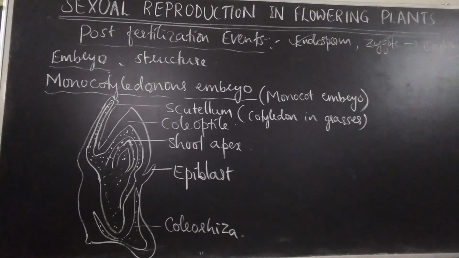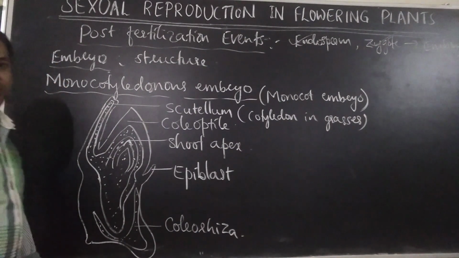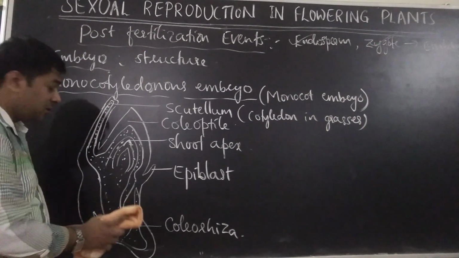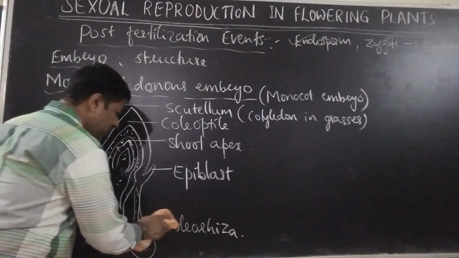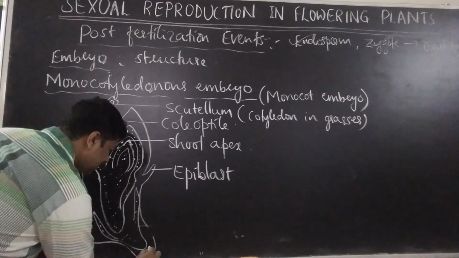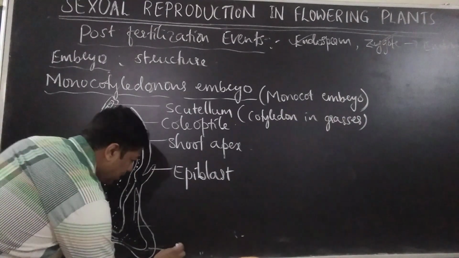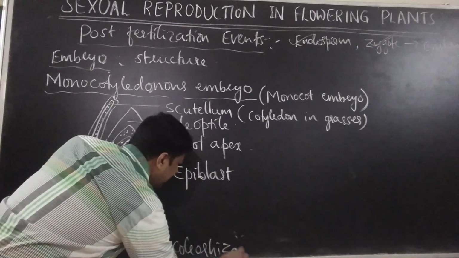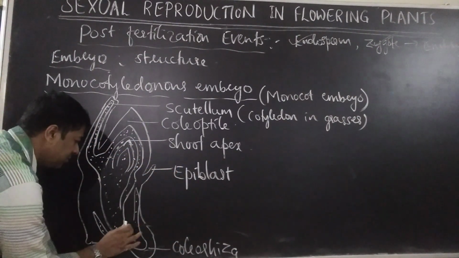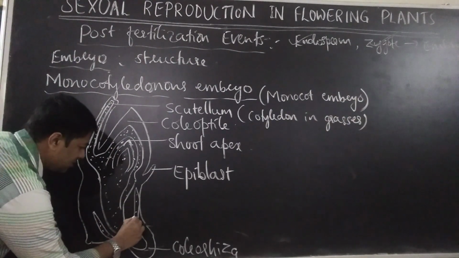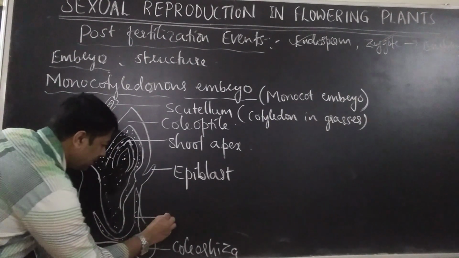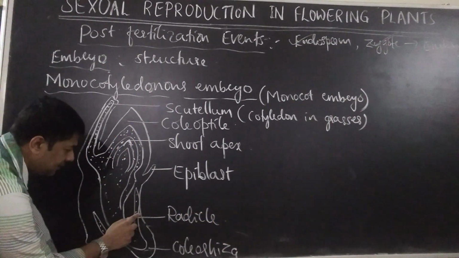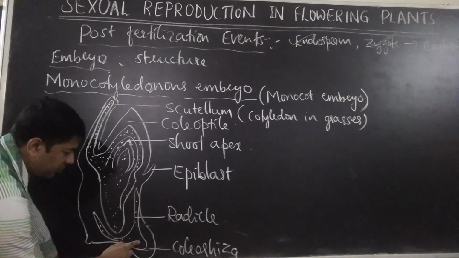Then the radicle should be there, no? The radicle becomes the future root. So instead of leaving coleorhiza here, you have to draw coleorhiza at the bottom, because this will become the lowest part. So coleorhiza. Then what is this structure? Here, this line that you see is the radicle, and lower to that, this should be the root cap.